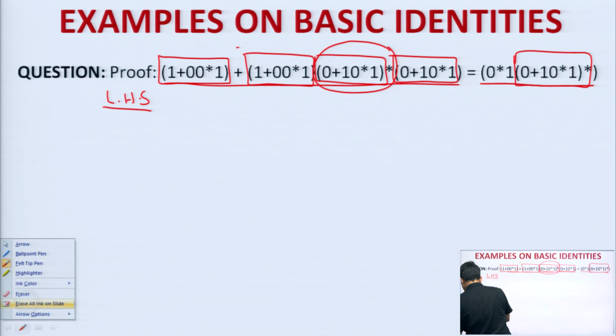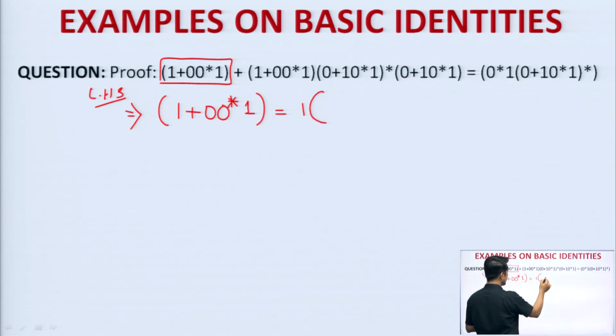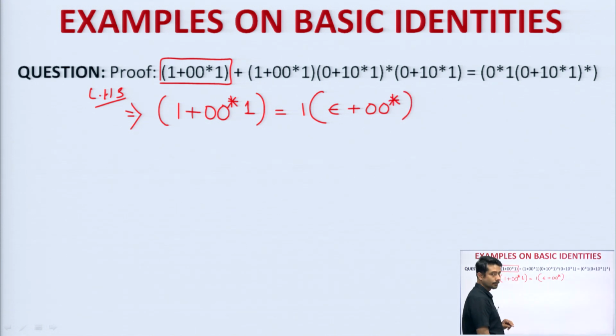So, let me erase these things. Now, if you look into this, let me take the left hand side part. Okay. If I take this entirely, 1 plus 0 0 to the power star 1, now can I play with something with this? What I can do is take 1 as common, I am just doing only this expression part. If I take 1 as common, then it will be epsilon plus 0 0 to the power star. So, it will help you, correct, epsilon plus 0 0 to the power star.